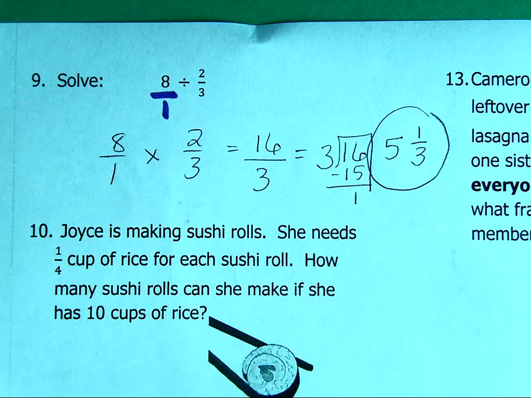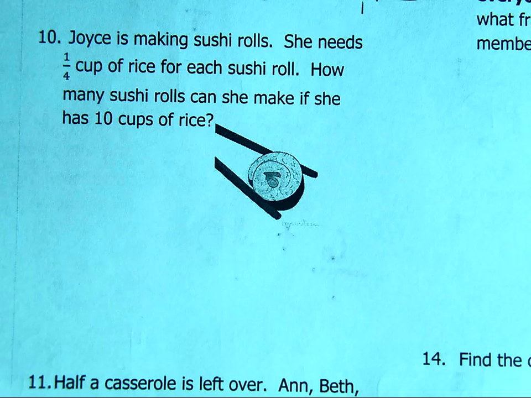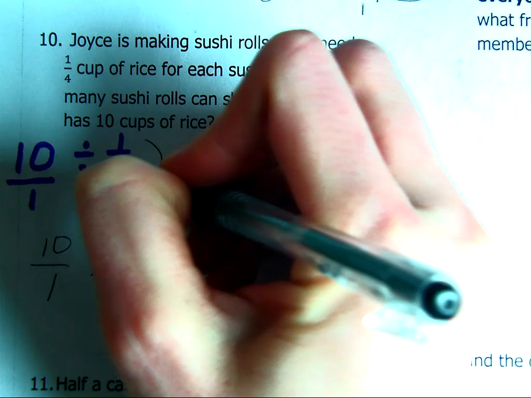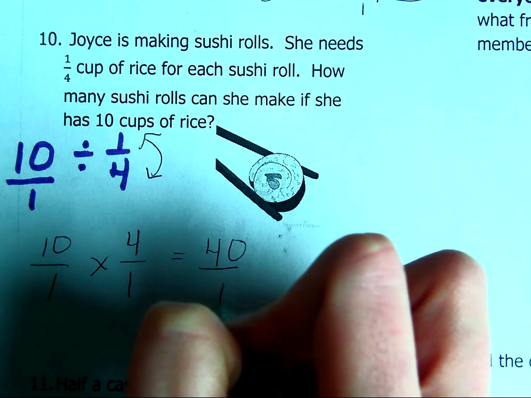Joyce is making sushi rolls. She needs 1/4 cup of rice for each sushi roll. How many sushi rolls can she make if she has 10 cups of rice? So we're going to start out with 10 cups of rice, and we're dividing it into 1/4 cups needed to make each sushi roll. 10 is a whole number, so I'm going to draw a line underneath it and put a 1. Then I'm going to multiply this by the reciprocal fraction of 1/4, which would be 4 over 1. 10 times 4 is 40, and 1 times 1 is 1. 40 divided by 1 equals 40 sushi rolls.